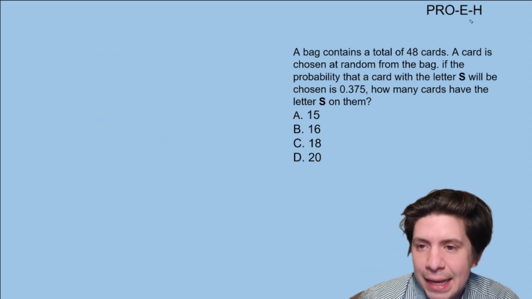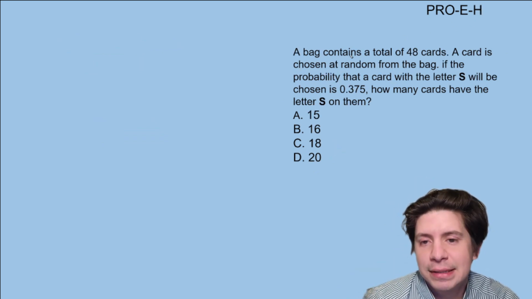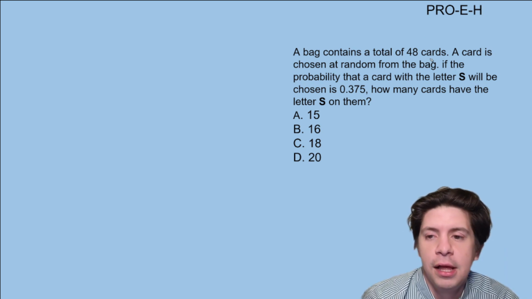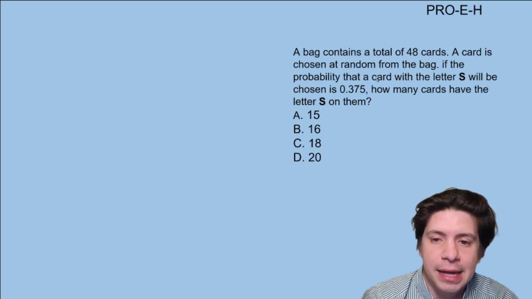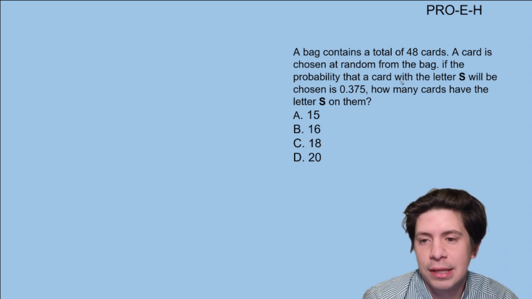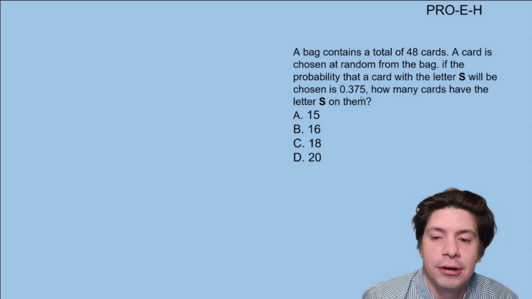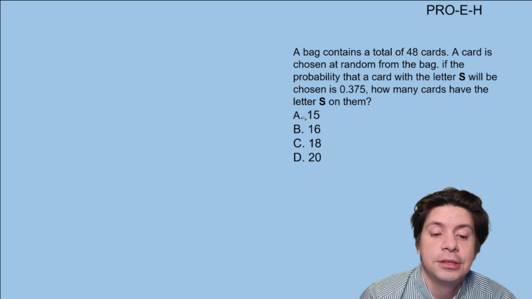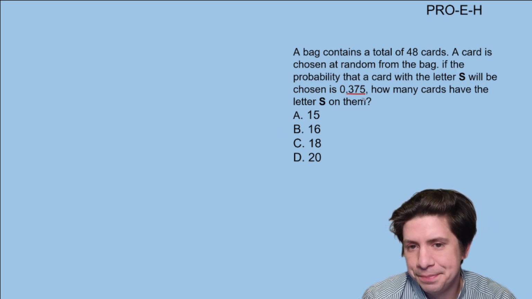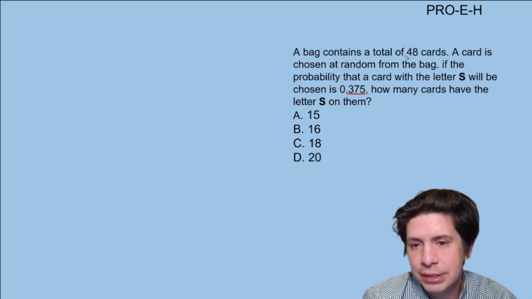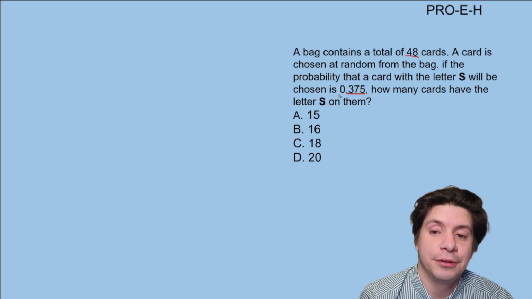And this is the last of the easy level questions. A bag contains a total of 48 cards. A card is chosen at random from the bag. If the probability that a card with the letter S will be chosen is 0.375, how many cards have the letter S on them? So in this, you're taking the probability and taking the total and using them together to find the value we're looking for, right?